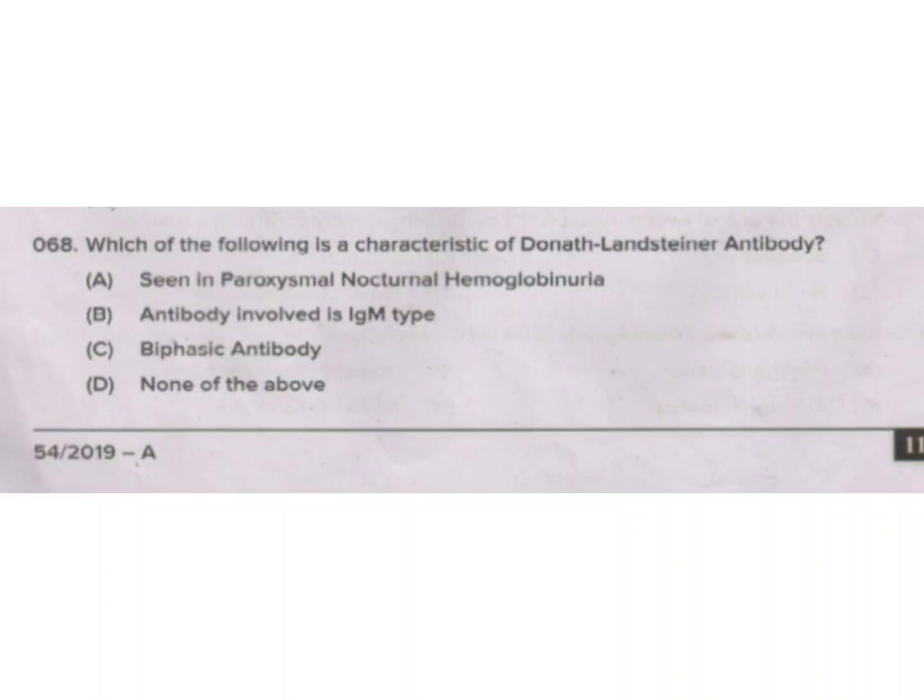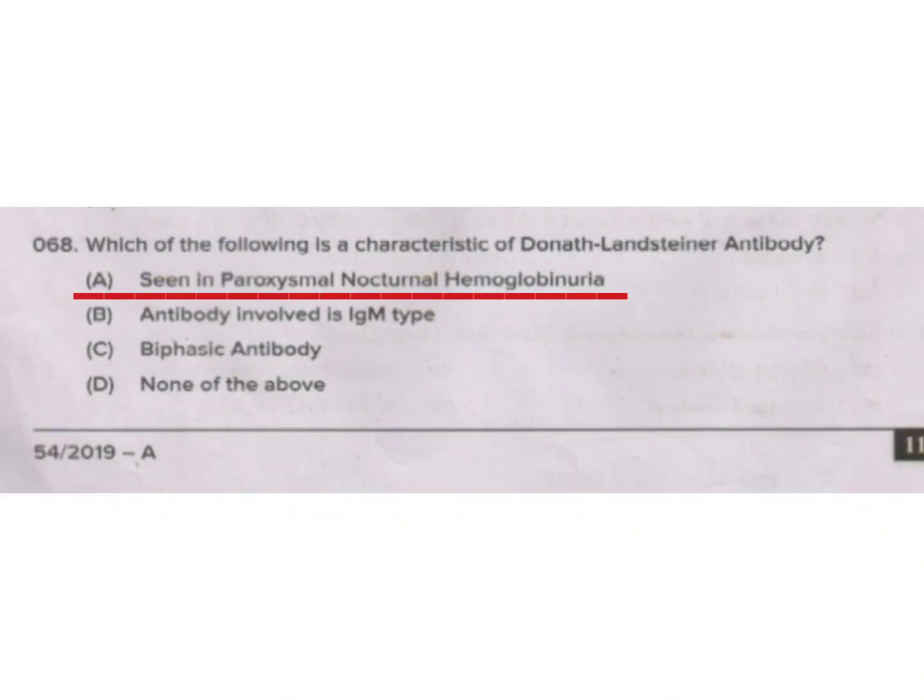Next question. Which of the following is a characteristic of Donath-Landsteiner antibody? Option A, seen in paroxysmal nocturnal hemoglobinuria. Option B, antibody involved is IgM type. Option C, biphasic antibody. And option D, none of the above. The answer is option A, seen in paroxysmal nocturnal hemoglobinuria.